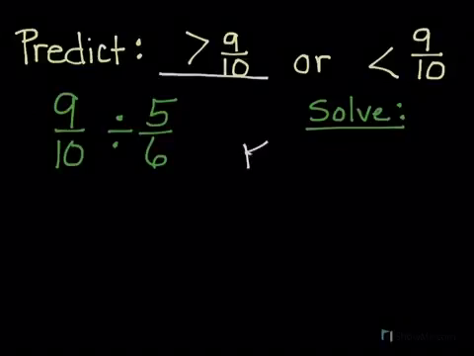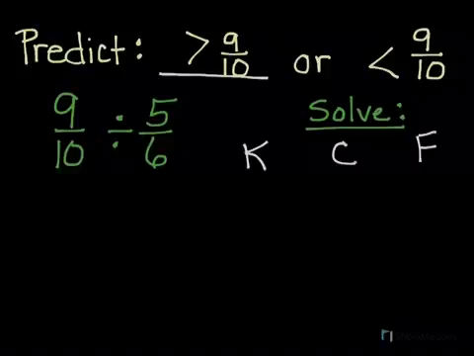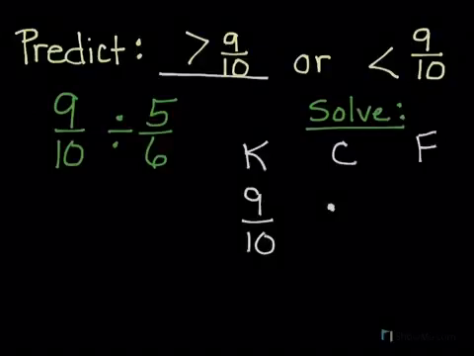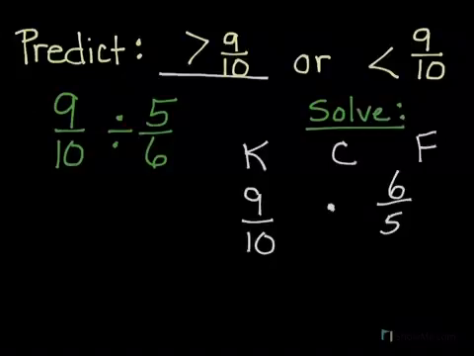So I'm going to use keep, change, flip. I'm going to keep 9/10, change my division to multiplication, and then I'm going to flip 5/6 to 6/5. Multiply straight across. 9 times 6 is 54. 10 times 5 is 50. So I get 54/50ths, which is an improper fraction.